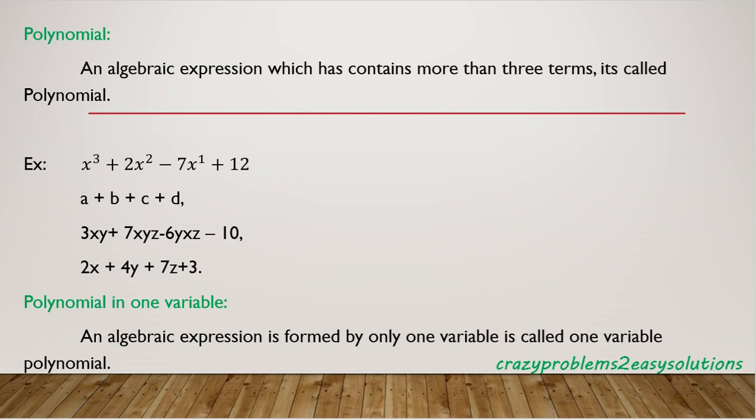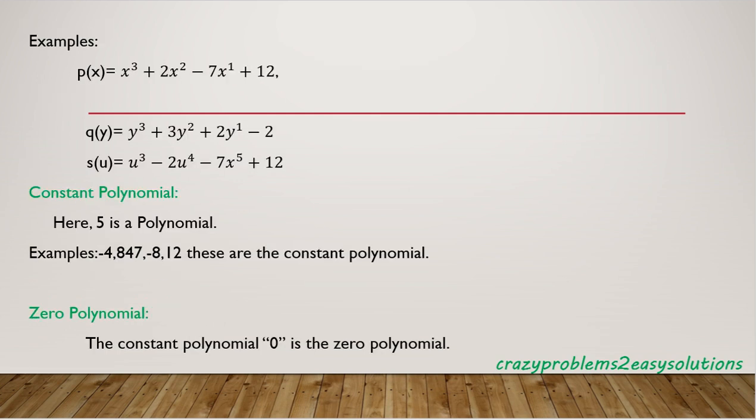Next, polynomial in one variable. An algebraic expression formed by only one variable is called a one variable polynomial. For example, we can make a polynomial in terms of any letter from a to z. If we make a polynomial in only one variable, for example x, then the variable will be available in x only, so that is called a polynomial in one variable. And for polynomials we use notation like p of x, q of y, r of t, or anything else.